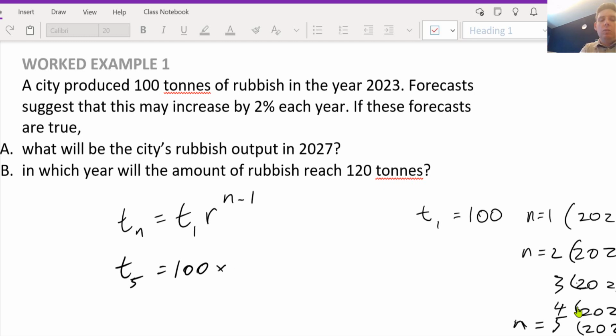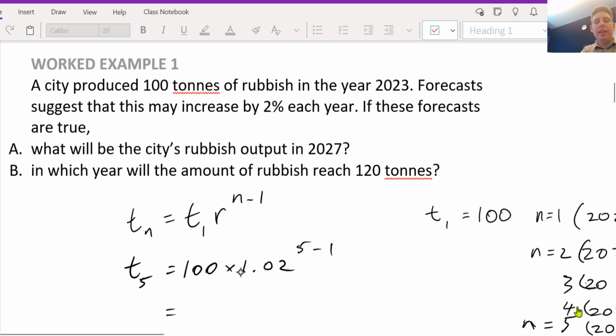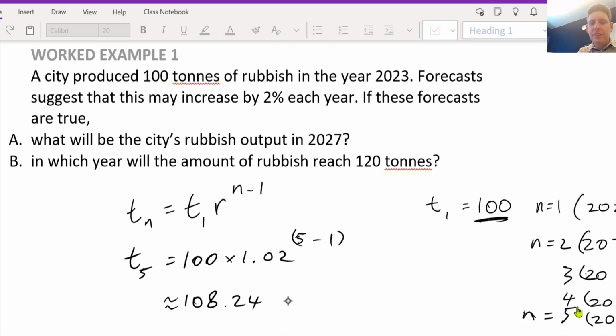What's R? 1.02. If R was 1, what would happen to the amount of rubbish? It would always be 100, yeah? But it's increasing by 2%, so it's 1 plus the 2%, or 0.02. If we put that into our calculator, how many tons of rubbish is there? It's to the power of 5 minus 1. Don't forget to write the units. The units are tons of rubbish.